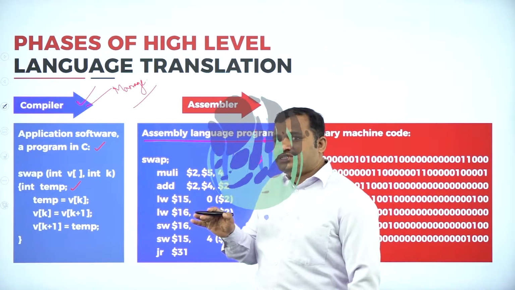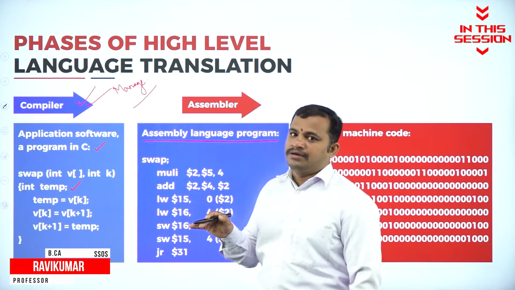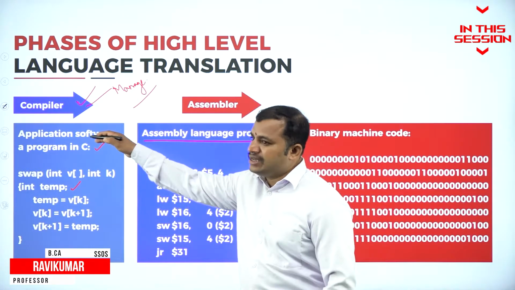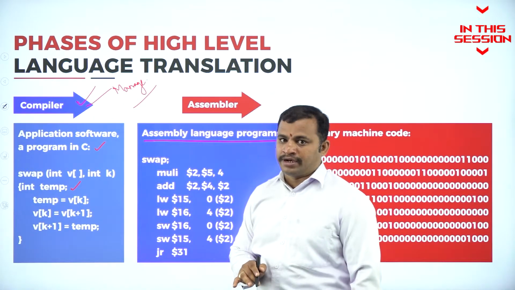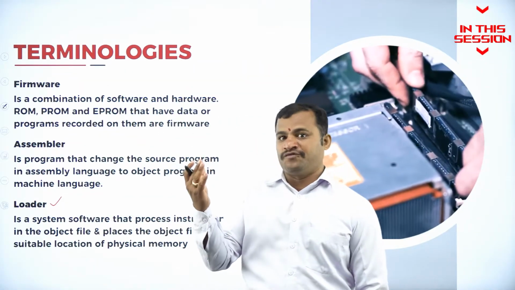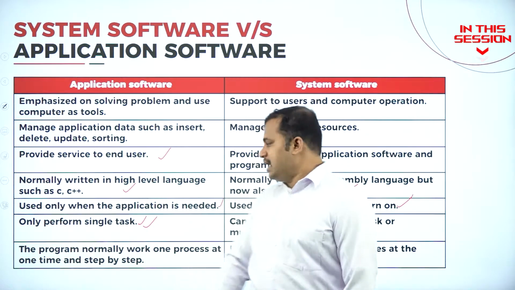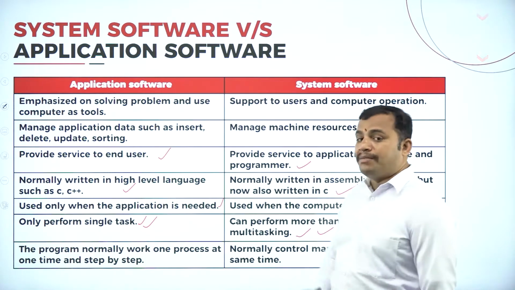Assembly level language is also called a mid-level language program, which is not the same as a high-level language program. So the firmware is a combination of hardware and software. So the application software is related to only one single task and system software is related to multitasking.